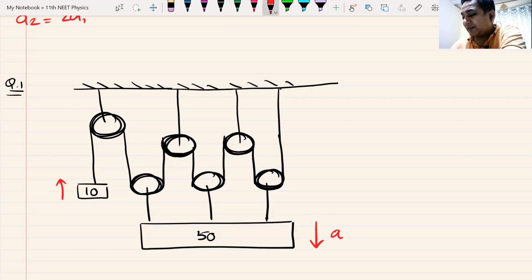This is moving with an acceleration A1. This is moving with an acceleration A2. The first question is to find out the relation between A1 and A2. The second question is to find out the tension and the values of A1 and A2. Again, you will be surprised what is going to happen.